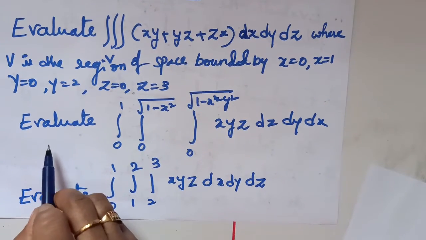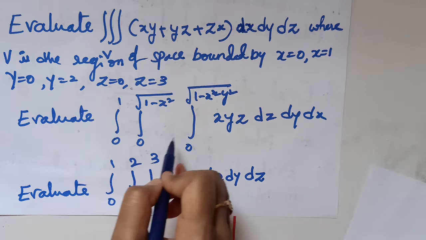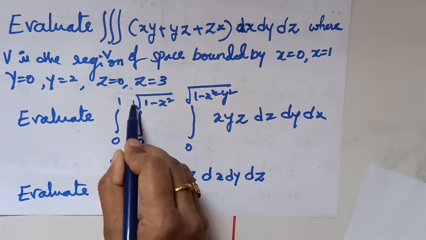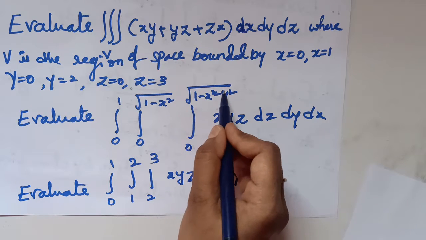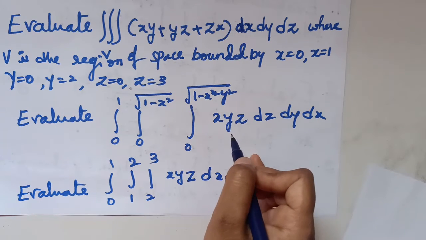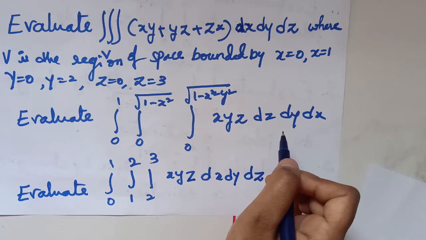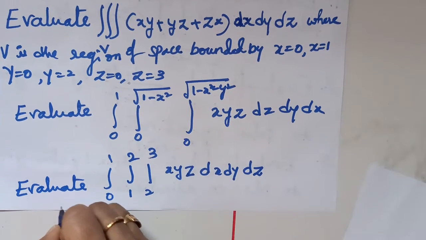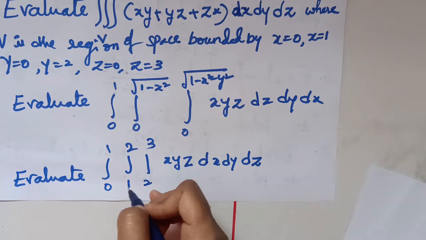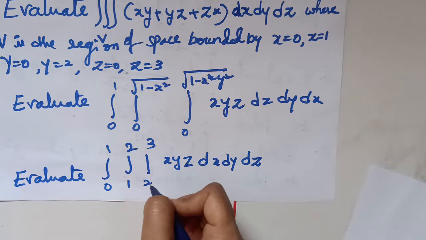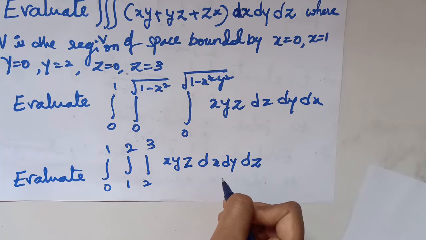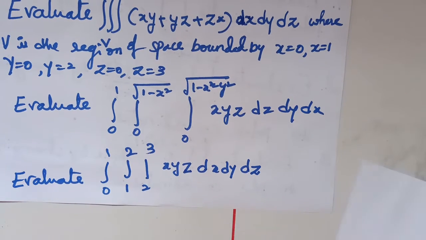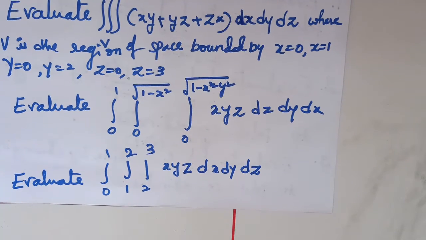And second one, evaluate the triple integral 0 to 1, 0 to root of 1 minus x squared, 0 to root of 1 minus x squared minus y squared, of xyz dz dy dx. And third one, evaluate the triple integral 0 to 1, 1 to 2, 2 to 3, of xyz dx dy dz. So these are the problems we are going to discuss now.